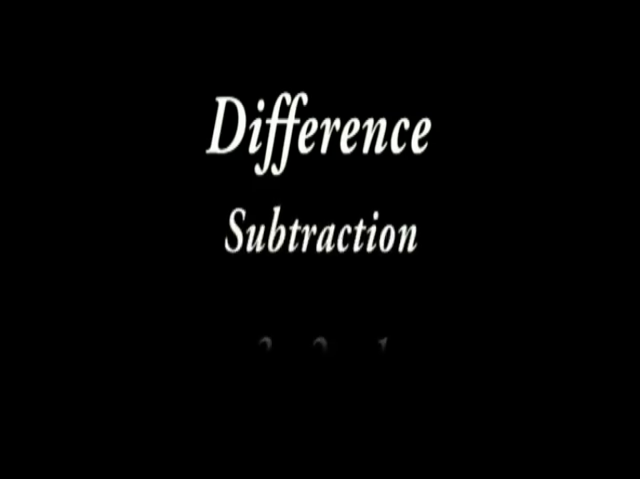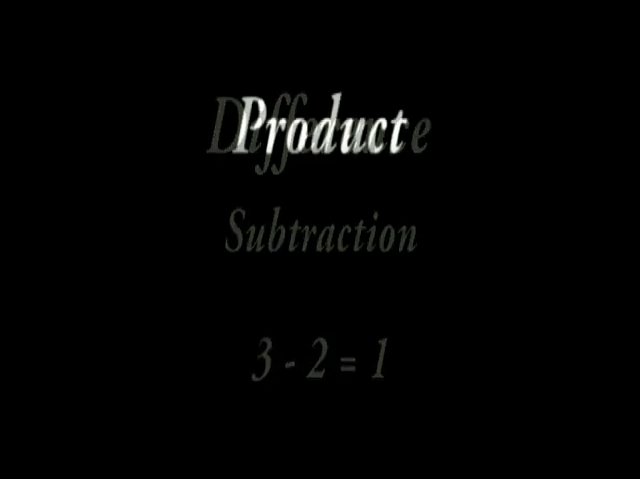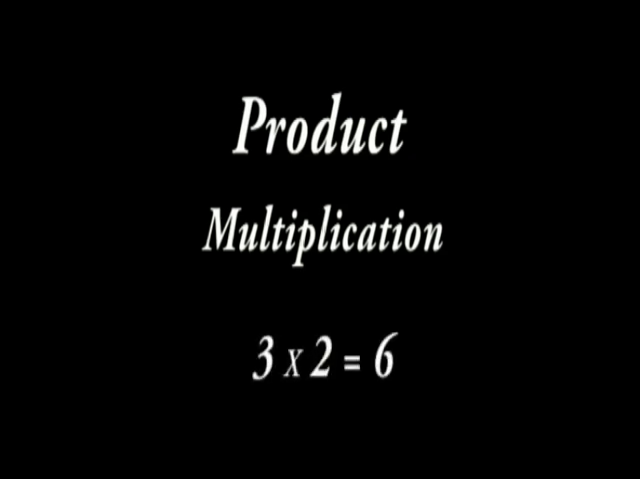First is sum. Sum means addition. The sum of 2 and 3 is 5. Next is difference. Difference means subtraction. The difference between 3 and 2 is 1. Finally is product. Product means multiplication. The product of 3 and 2 is 6.